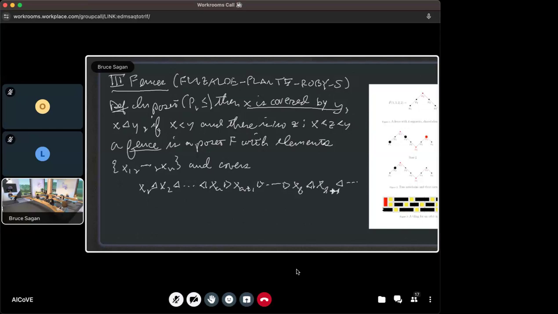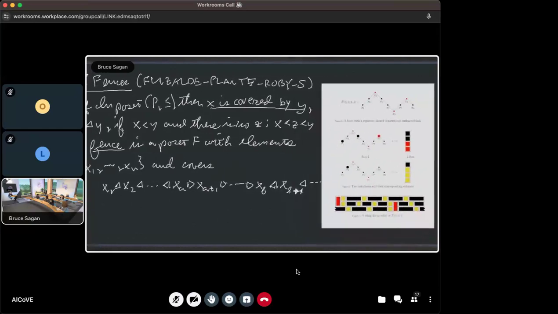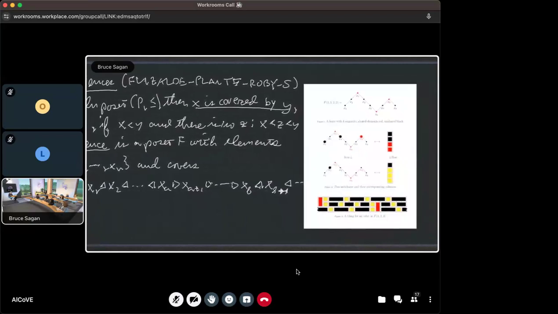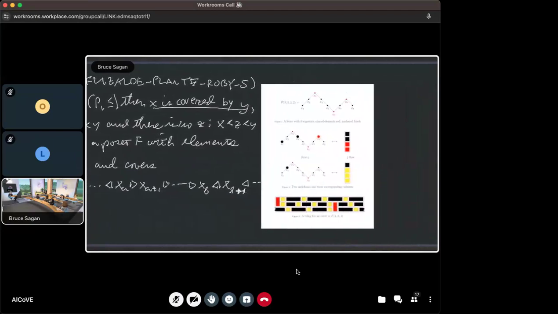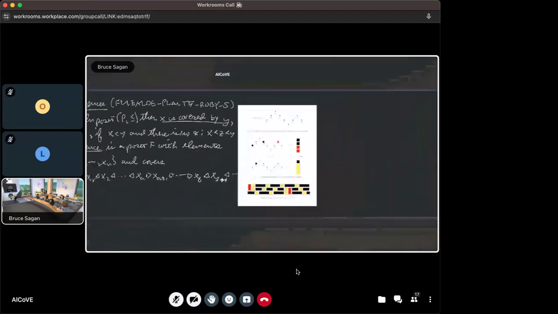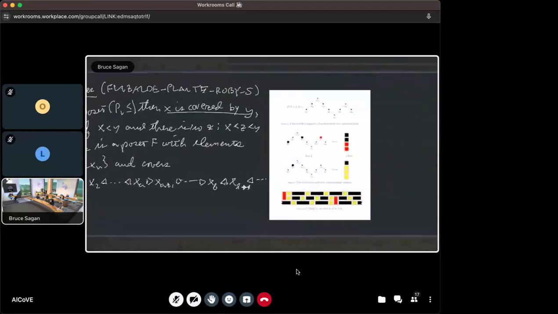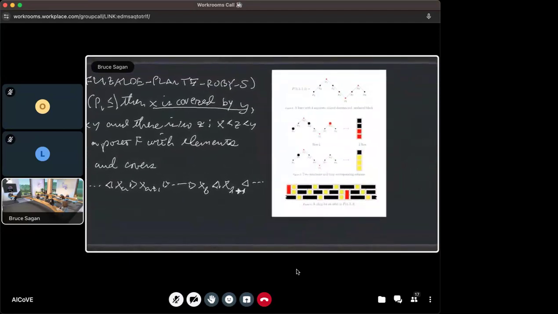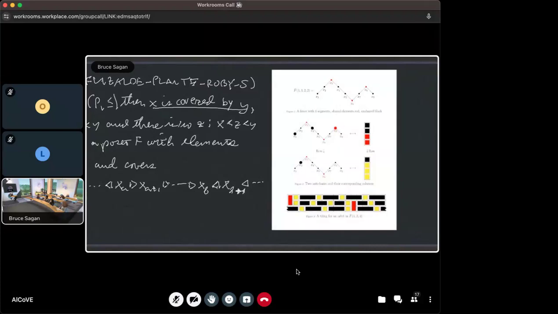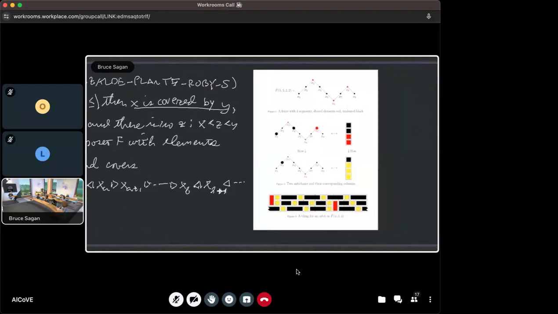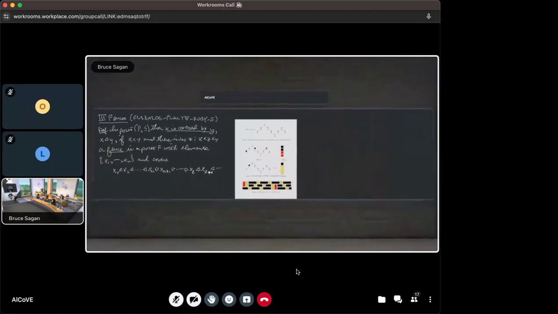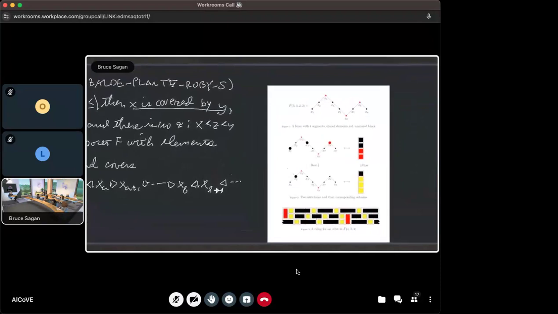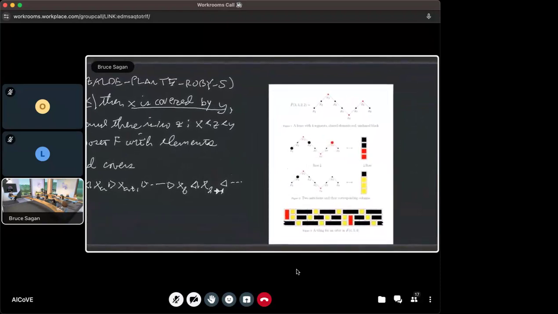So I think this will be clearest if we look at this. Can everybody read that? Excellent. Okay. So here, ignore this notation for the second. Here we have a fence, right, where we go up x1, x2, x3, and then down x4, x5, x6, and then up and then back down, right? So that would be a typical fence.